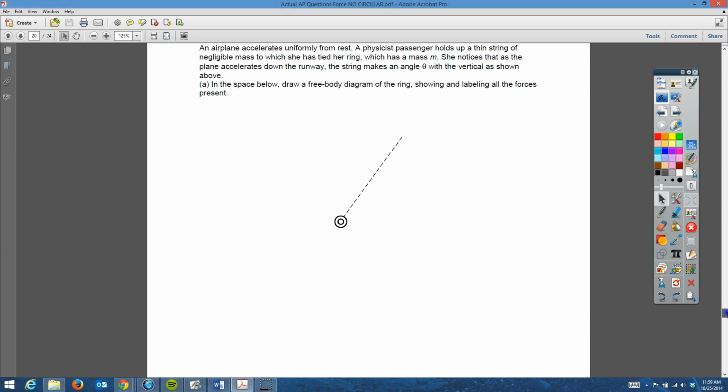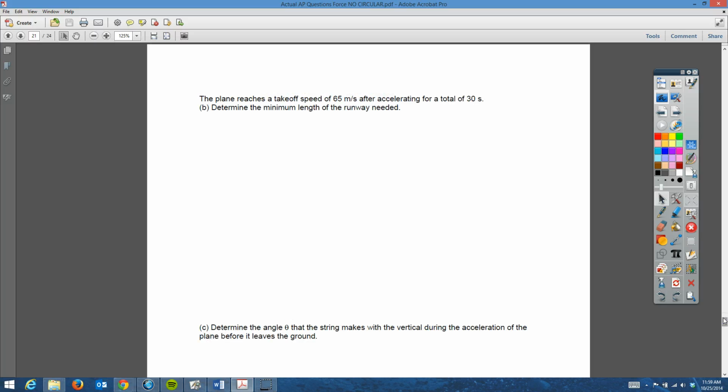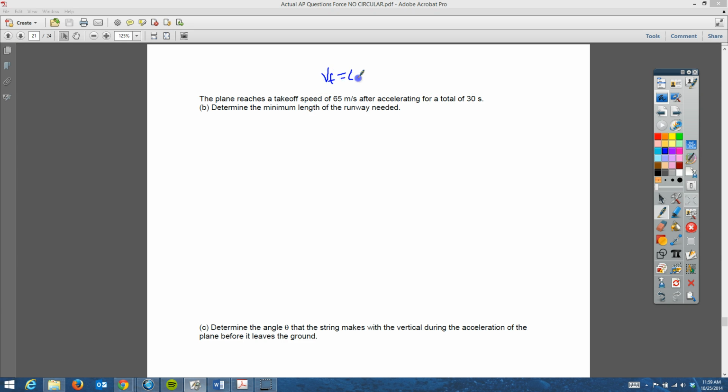For the next part of the problem, it says the plane reaches a takeoff speed of 65 meters per second after accelerating for 30 seconds. So we know our final velocity was 65. We know our original velocity was equal to 0, and the time that it accelerated was 30 seconds. So at this point, they want us to know the minimum length of the runway needed in order to get to that point. So to do that, we've first got to find an acceleration.